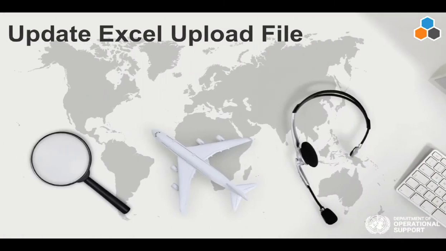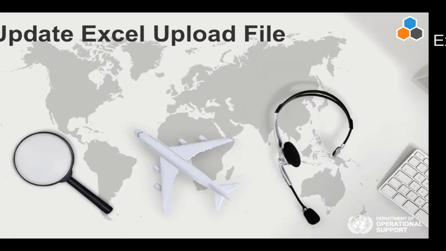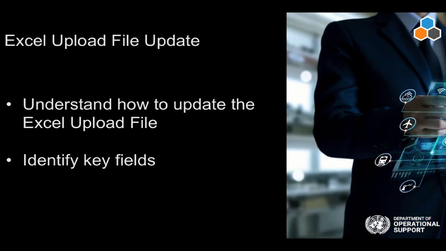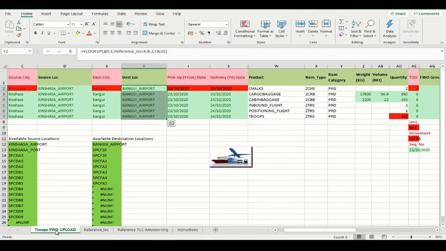Update Excel upload file. The Excel upload file update section will help you understand how to update the Excel upload file as well as identify key fields. The Summary tab. The Troops Forwarding Order Upload tab. This is the tab where we'll be adding all the transportation details needed to generate a forwarding order in TM.